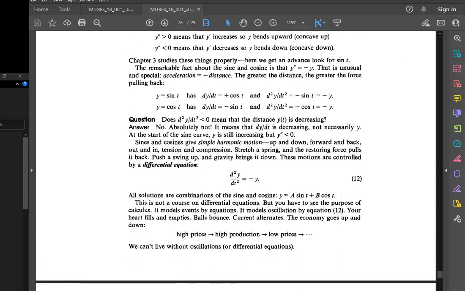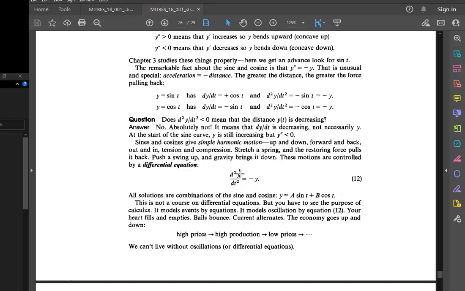Well, what about the second derivative of cosine? It turns out the derivative of cosine is minus sine. The derivative of minus sine is minus cosine. So the second derivative of cosine is minus cosine. Similarly, the second derivative of sine is minus sine. So it's interesting that both cosine and sine satisfy this equation. The second derivative of cosine is minus cosine.